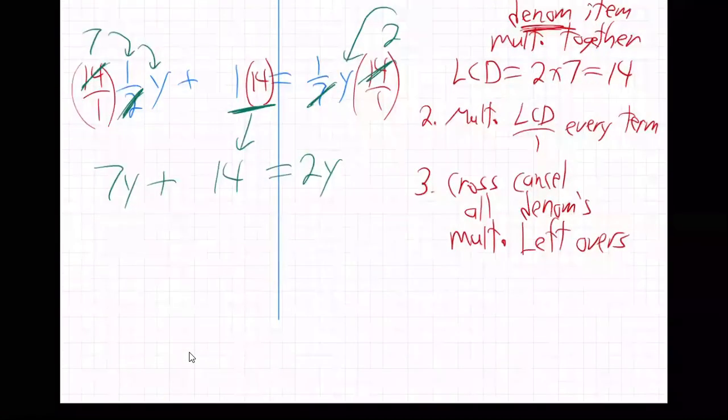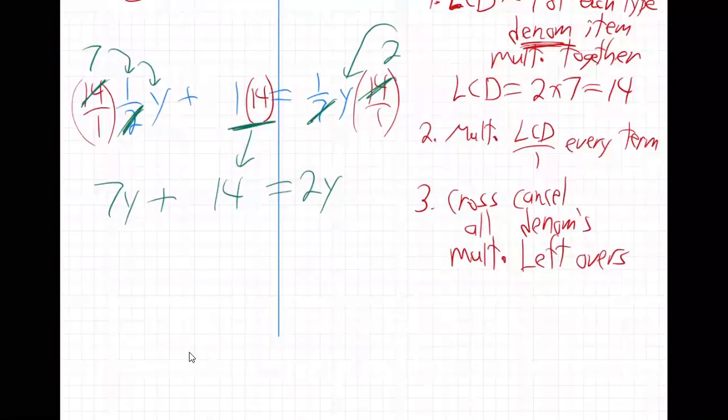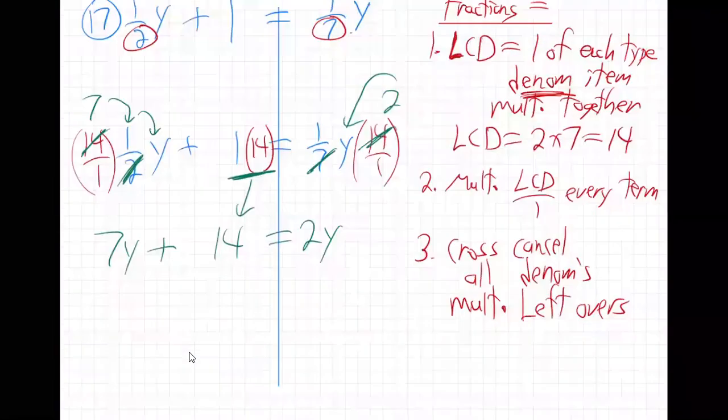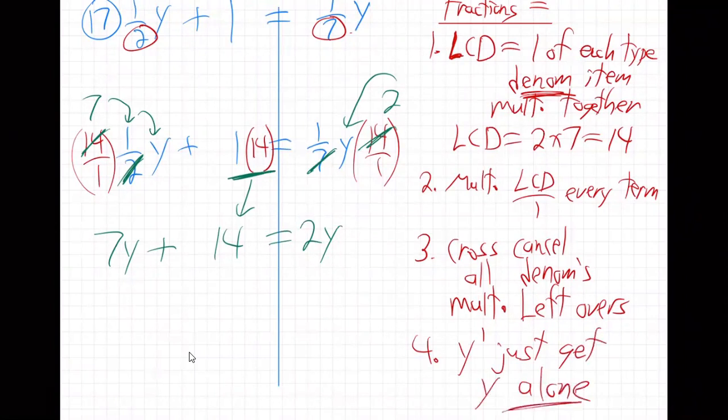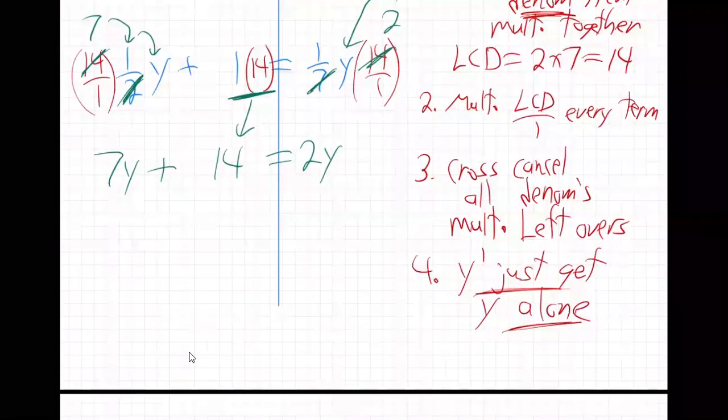Got rid of them. All right, now, what do we do from here? Well, on step number 4, when you have y to the first power, just get y alone. We don't get a 0 or anything like that. That's only when we have y squared or x squared. If we have x or y squared, second power, that's when you need to get a 0, and then use the quadratic formula. But if you just have regular y, see how these are just regular y? They're not y squared. Then just get it alone.